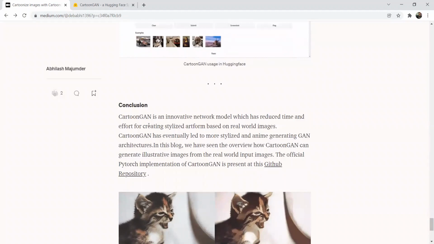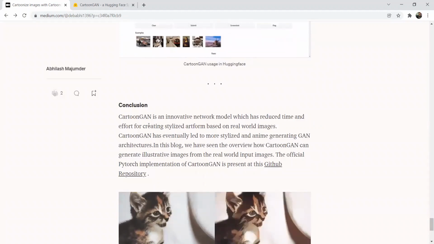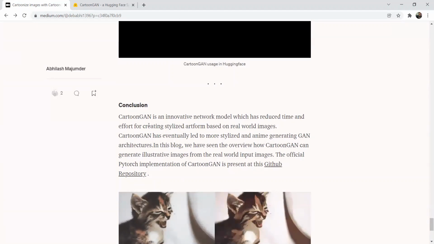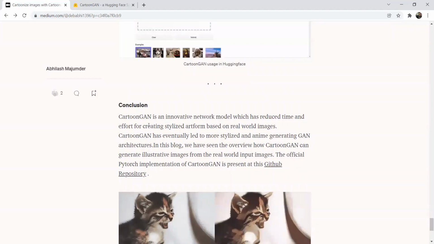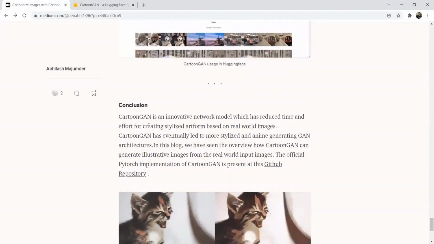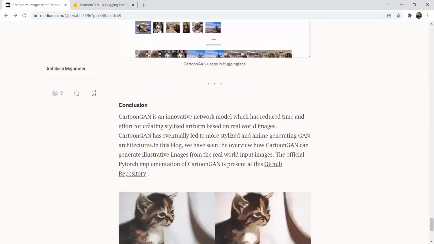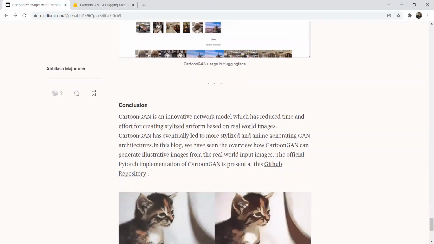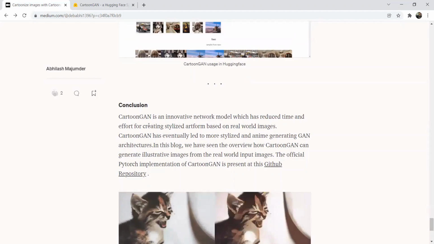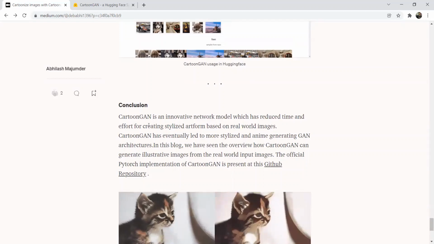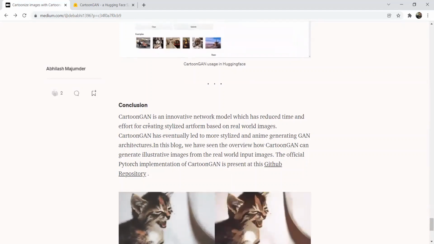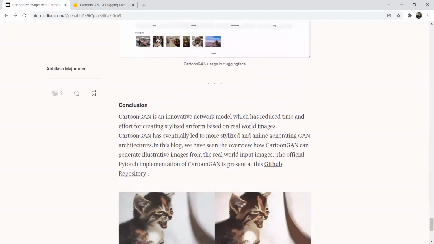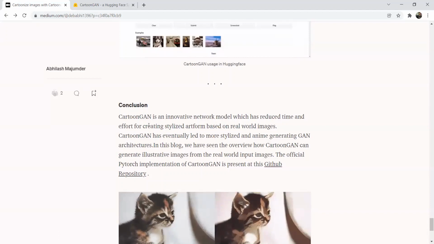In cartoons, we always have borders around images which need to be delineated and properly accentuated. If we were to blur them, or if those boundaries are present in lesser amounts, it would be a real-world image as opposed to a cartoonized image. That is why Canny-filtered Gaussian blurring was used for pre-training the discriminator. Then, in order to preserve the semantic information of a particular image, we apply a VGG architecture at the back. CartoonGAN has eventually led to more stylized and anime-generating GAN architectures.